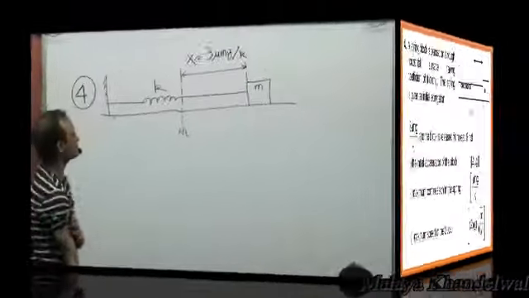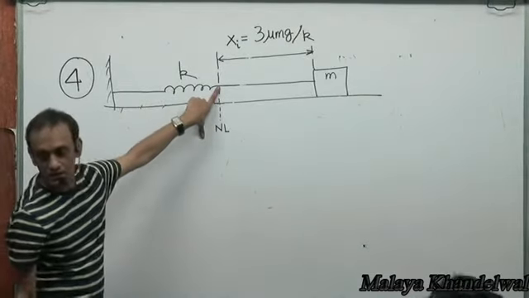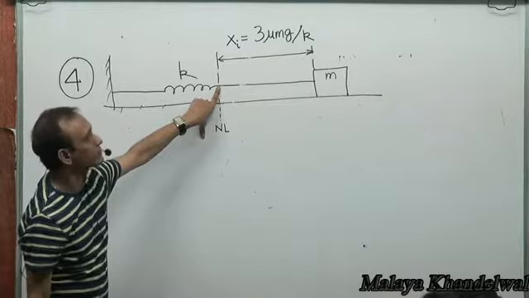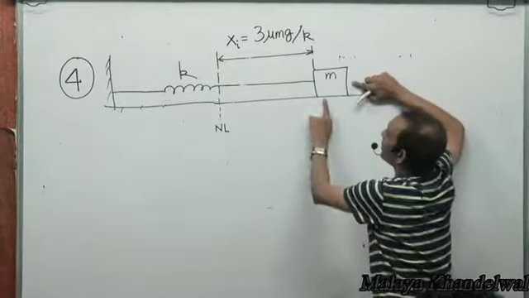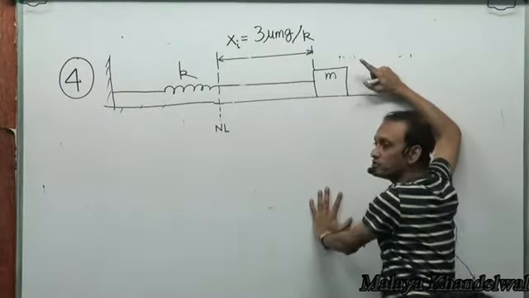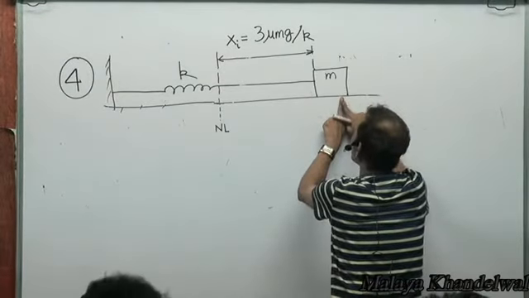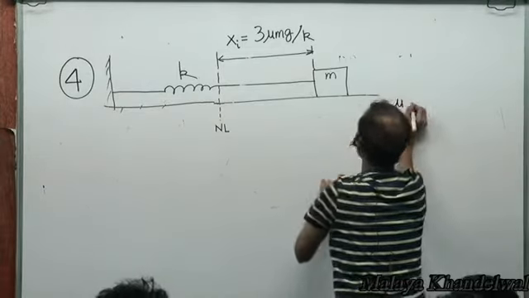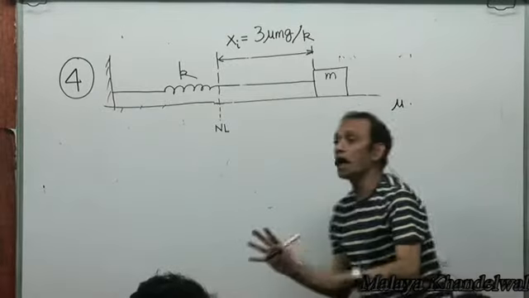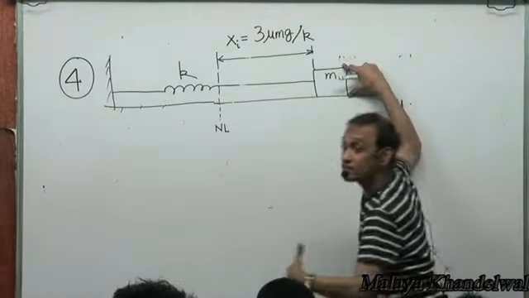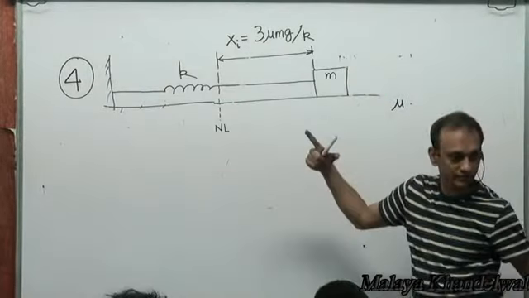One problem. There is a spring with force constant K, and this position is referred to as the natural length of the spring. Right? This mass m is slowly moved to the right, elongating the spring by an initial amount 3 mu mg by K. Alright, and there is coefficient of friction between small m and the ground given to be mu. Right? Now, let us see how this system will behave if released from the state. Once small m is released from the state, let's see how it's going to behave.